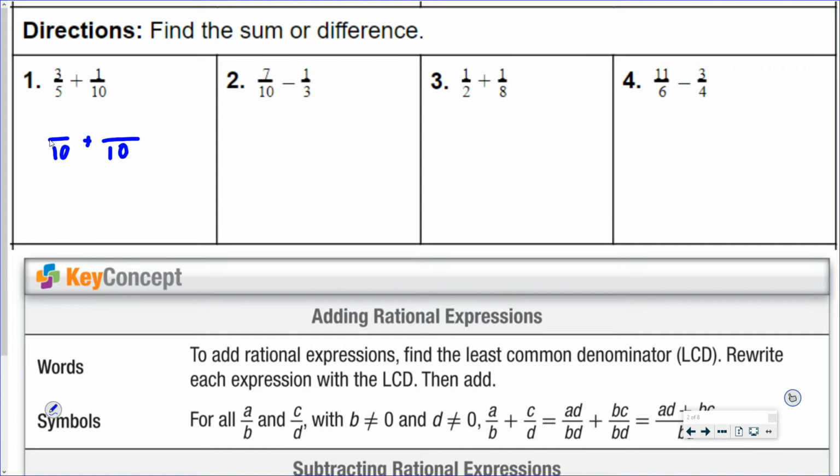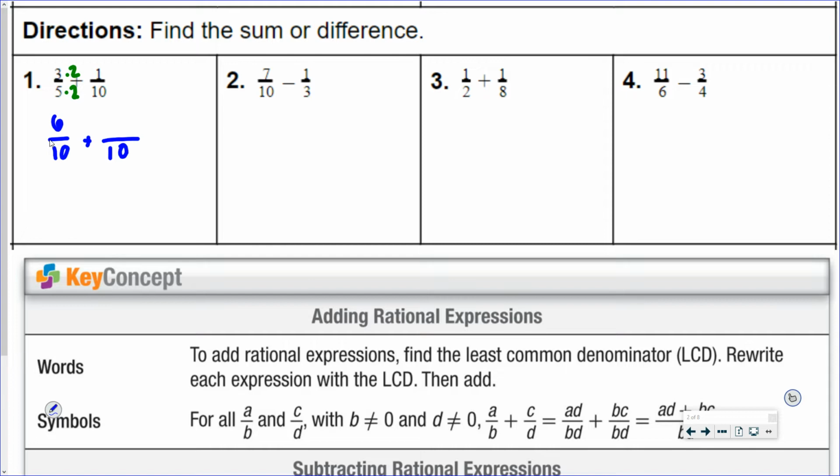Do you know how to make equivalent fractions? Times the top and bottom, as long as you do it to both, by whatever you need to get that LCD. So I'm creating an equivalent fraction. And again, the only reason I'm doing this step by step is because this is exactly how we do it with variables, okay?